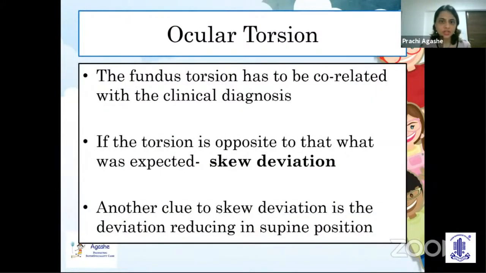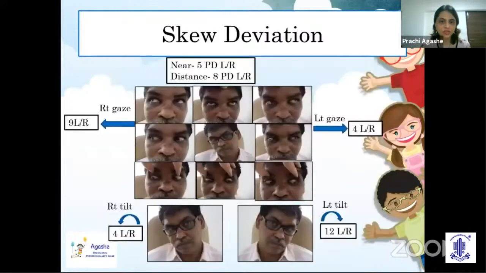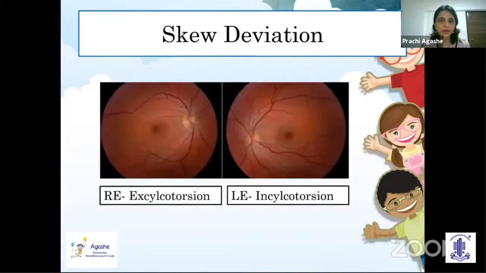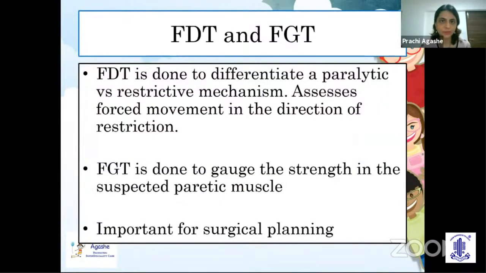Now, when the fundus torsion does not correlate with the clinical diagnosis, that is when we suspect a skew deviation, which is nothing but a vertical deviation occurring because of a supranuclear lesion. So this is a gentleman with left eye superior oblique paresis. So we expect a left eye excyclotorsion and a right eye incyclotorsion. However, when this is opposite is when we suspect skew deviation.